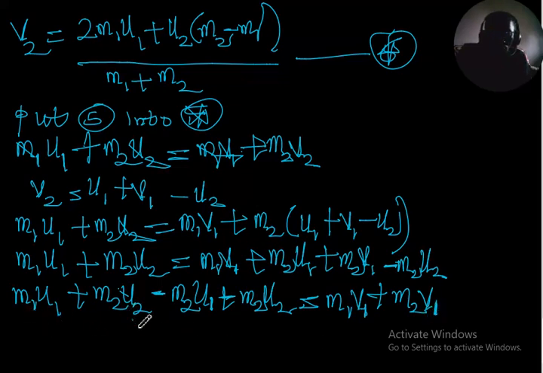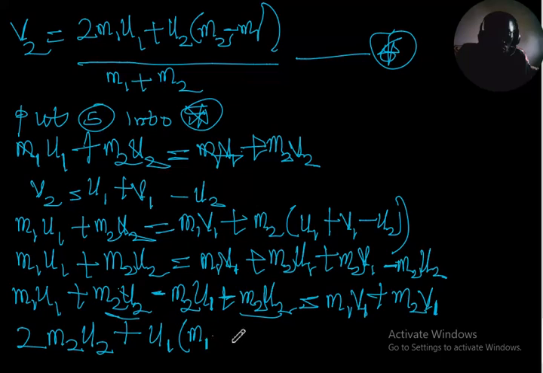Now come to this first equation. What can we put together? M2 can be added to M2, so that will give 2 M2 U2. Adding them together, then what are we left with? M1 U1 and minus M2 U1. So U1 is common here. Pull out U1, open a bracket, M1 minus M2, close the bracket.